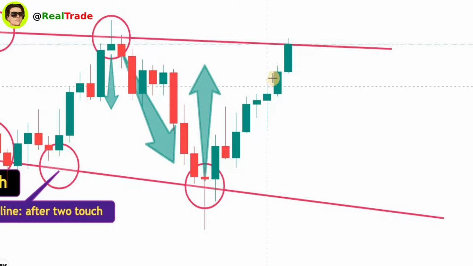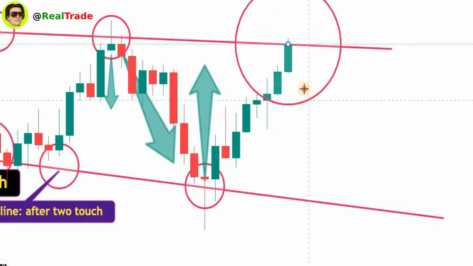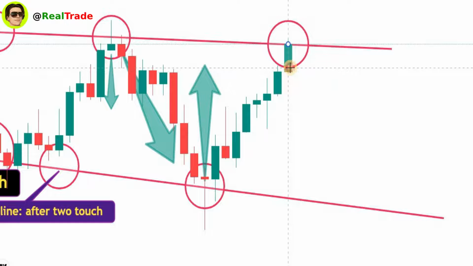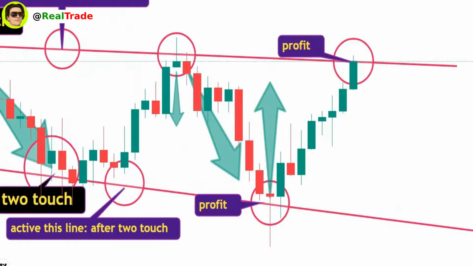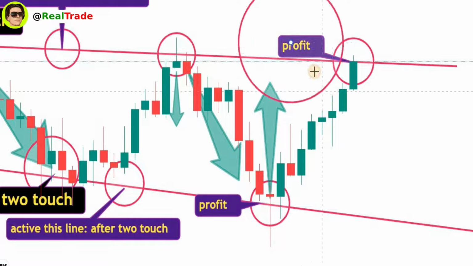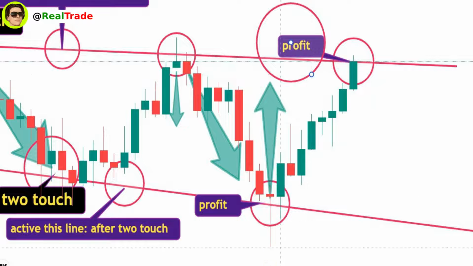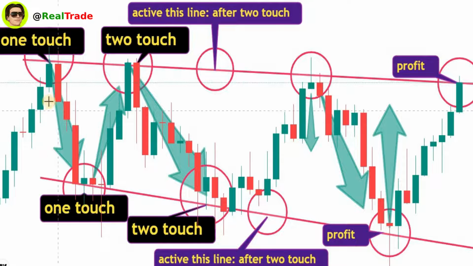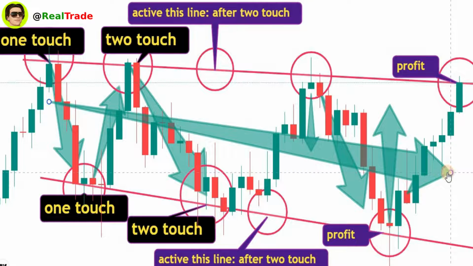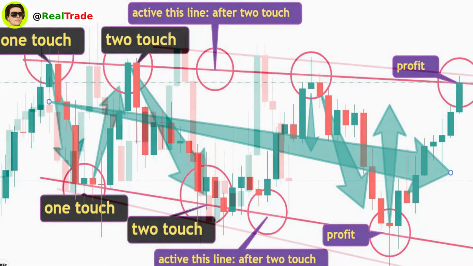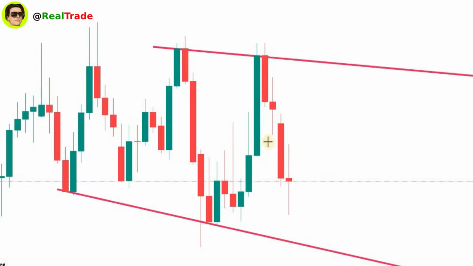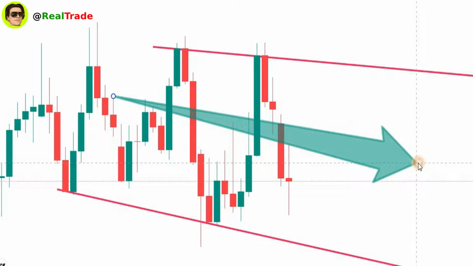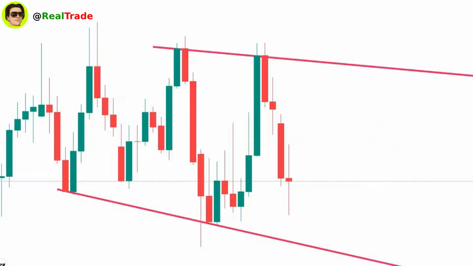Yes, take a profit. TP. The best TP is the next resistance, local resistance. Profit. Look at the charts. Yes, look at the mouse. One touch, two touch, after two touch, active line. Three touch, have a position. Three touch, get position. Next example, look at the chart. Please look at the chart.